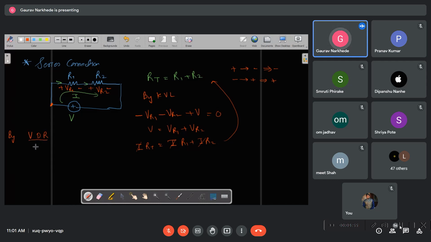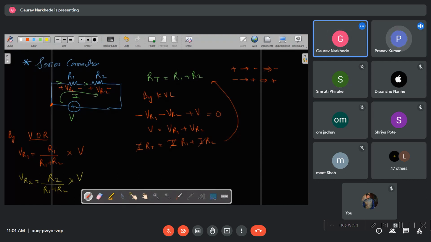VDR means what? Voltage division rule. If you want to find voltage across R1, then it will be VR1 equals R1 upon R1 plus R2 multiplied by total applied voltage V. Correct? And if you want to find voltage drop across R2, what is that? R2 upon R1 plus R2 multiplied by total voltage V. Correct?